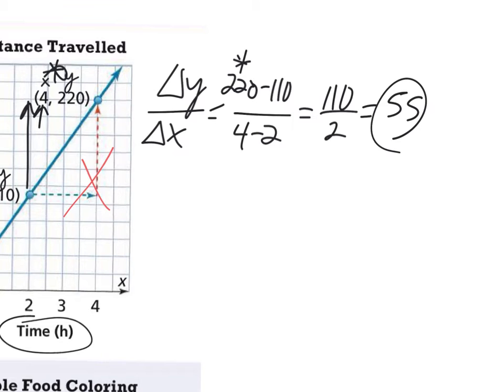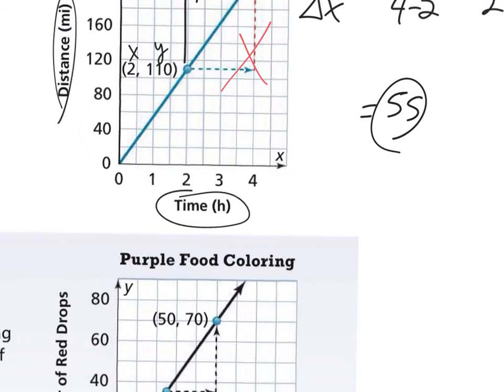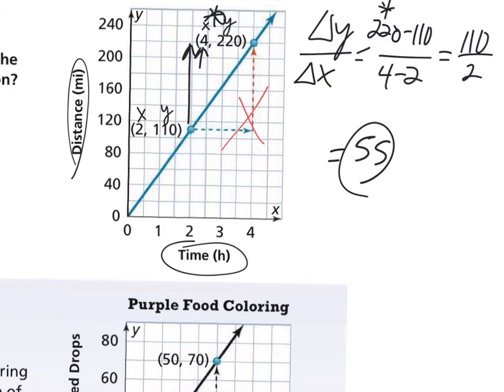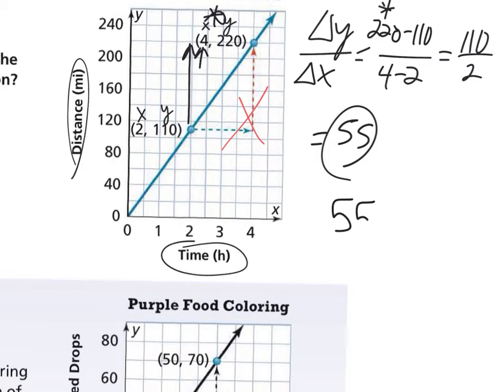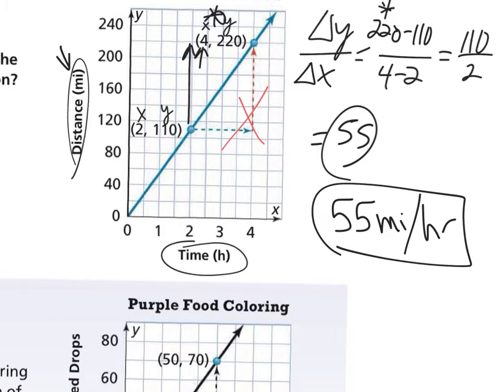And then the question says, what does it mean in the problem situation? If we look at our units, the y was miles and the x was hours. So when we did change in y divided by change in x, if we just add the units onto that, it's 55. The y was miles, x was hours, that means 55 miles per hour that this car is traveling.